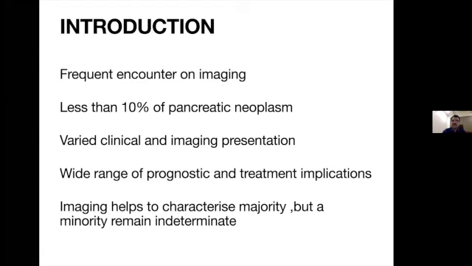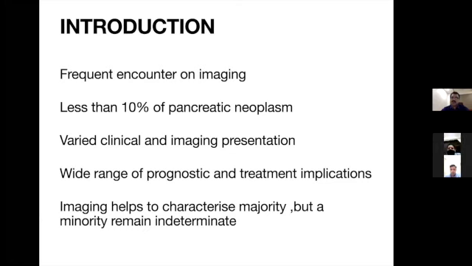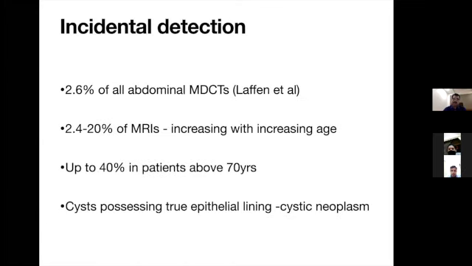So, to some extent, the imaging studies help us to come to a conclusion, but in a minority of cases, they remain indeterminate. Cystic neoplasm of pancreas usually presents as incidental detection in 2.6% of all abdominal multi-detector CTs. And in MRI, the rate is a little higher, to the tune of 2.4 to 20%. And as age advances, the incidence increases up to 40% in patients above the age of 70 years.